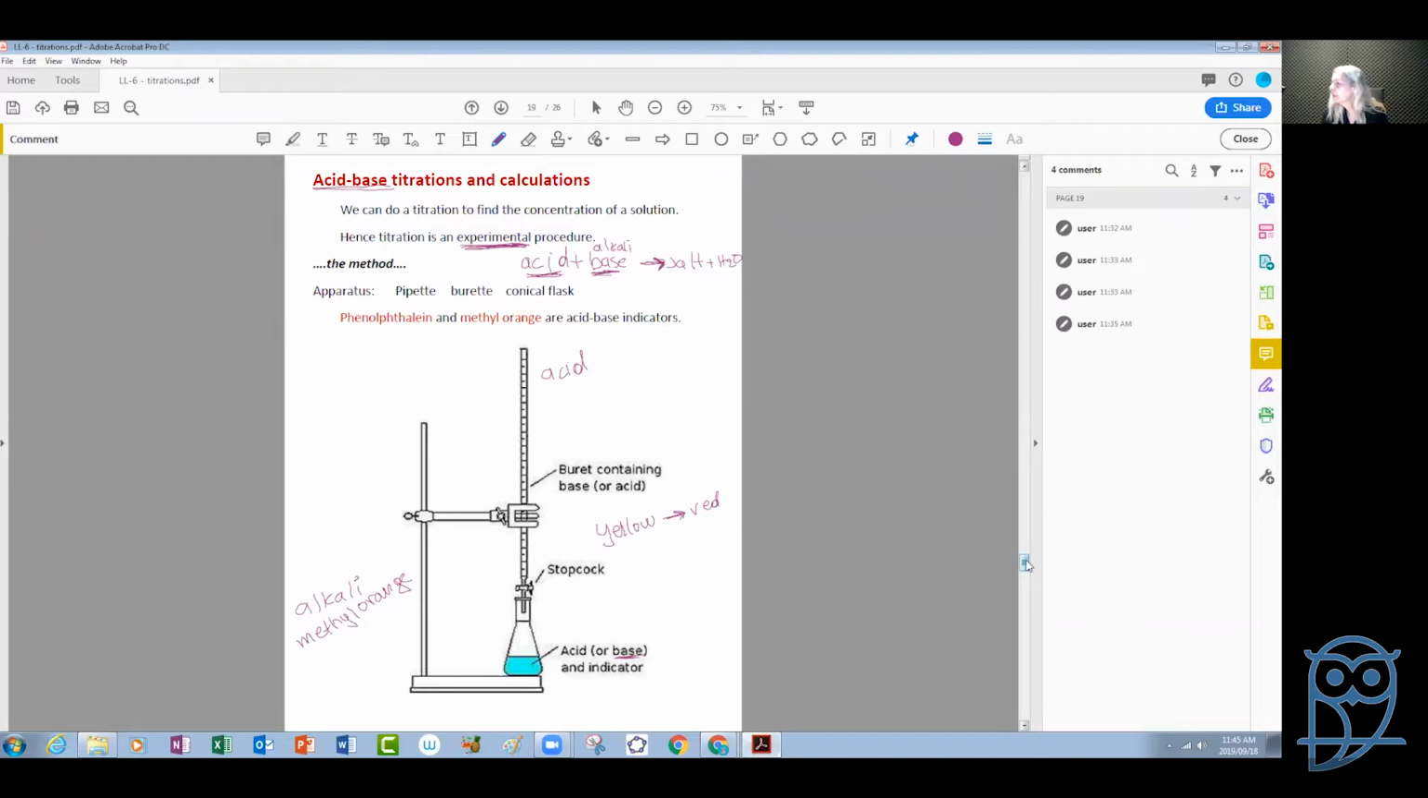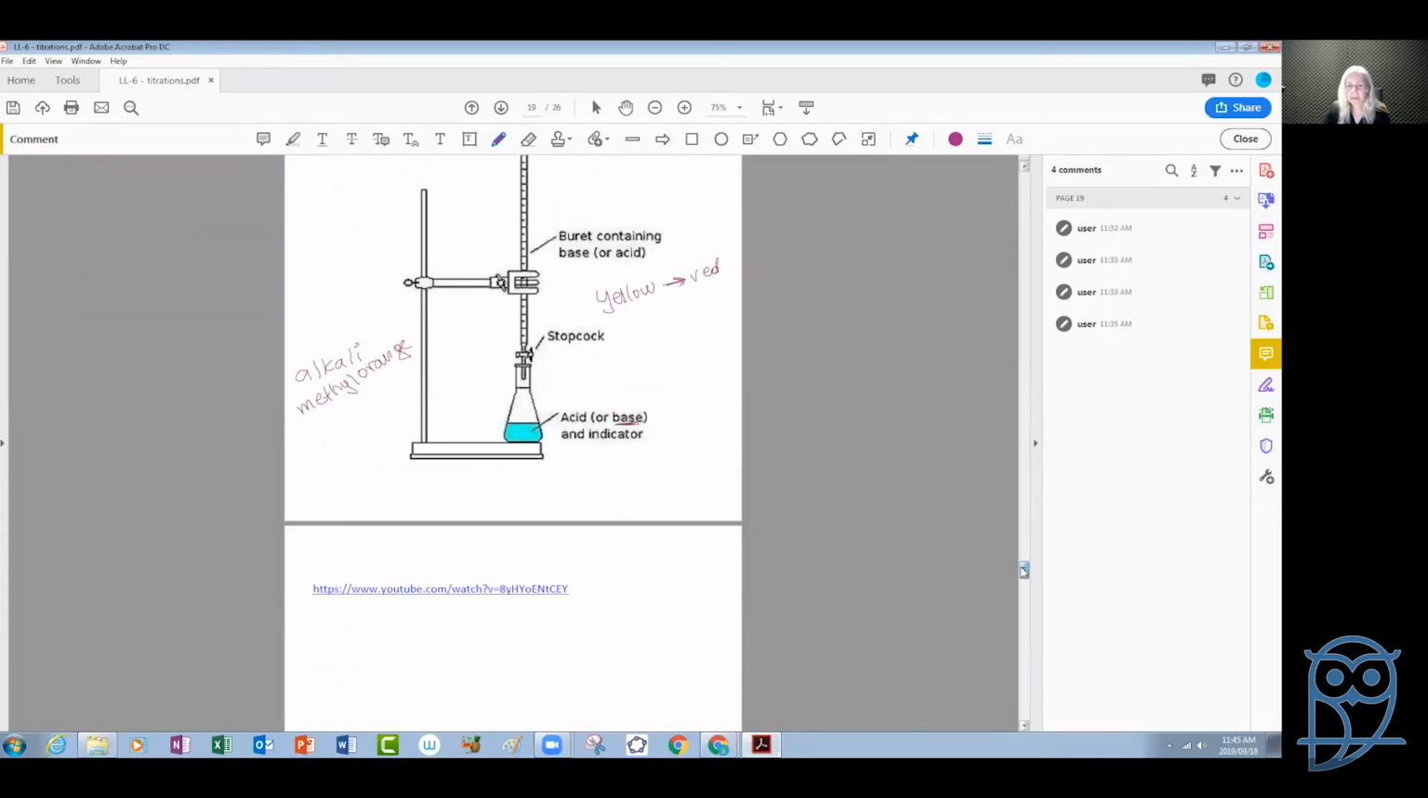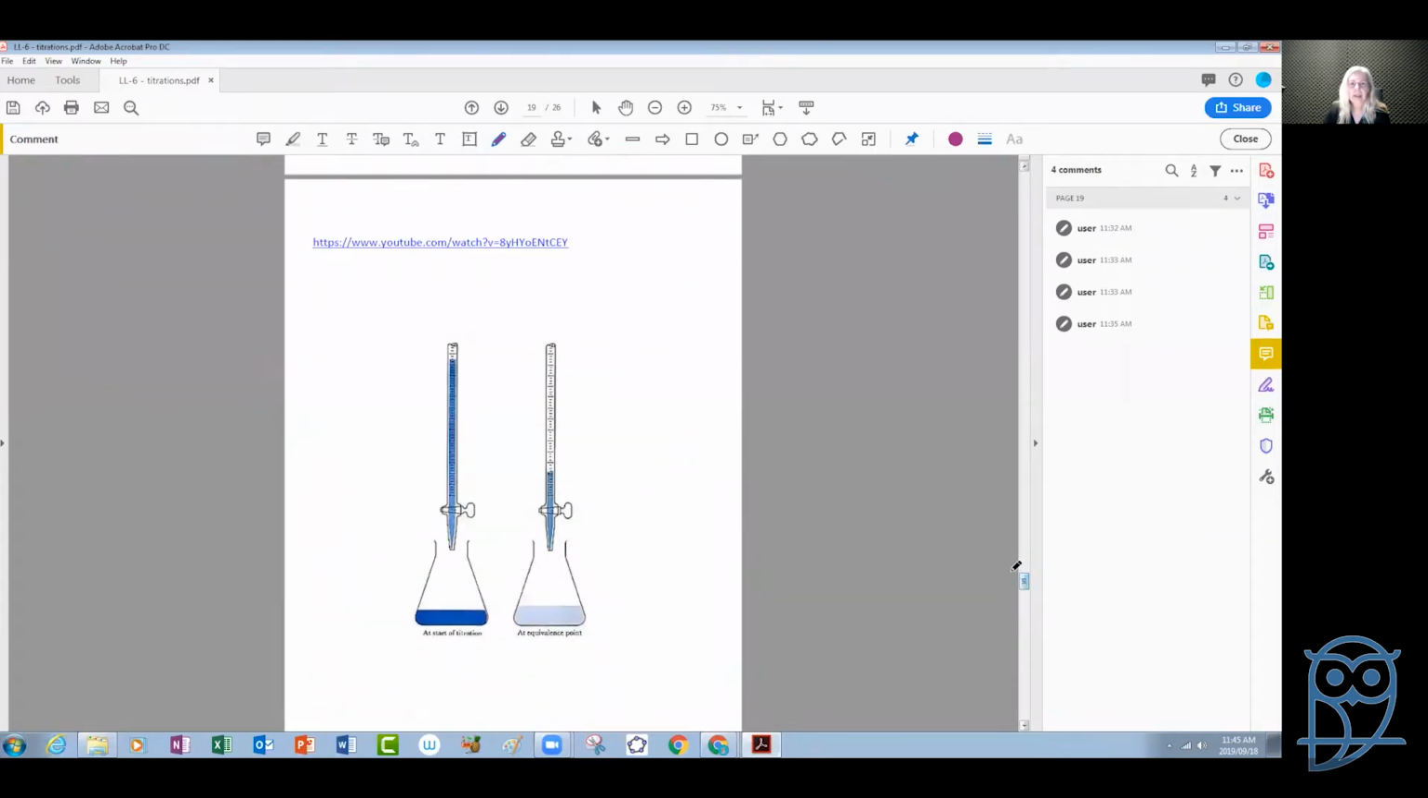So I see your comment there. It's going to change the indicator color. It will turn a red, pink. Yes, exactly. When the acid neutralizes the base, the color of the solution will turn pinkish red. Yes. This is the video that we saw now.